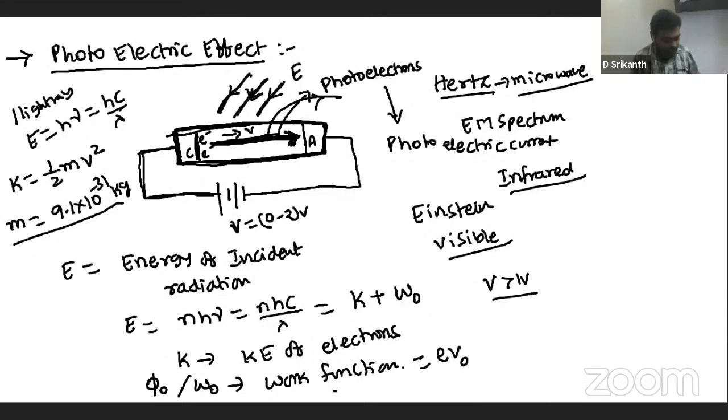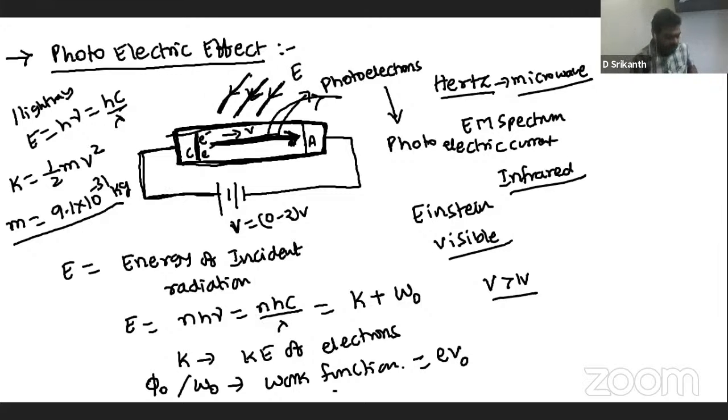In this experimental observation, below the diagram, there are 5 points. See the first point. When the key is open and monochromatic light is made incident on the cathode, current is measured by the ammeter. Even though the applied voltage is 0, current flows in the circuit.